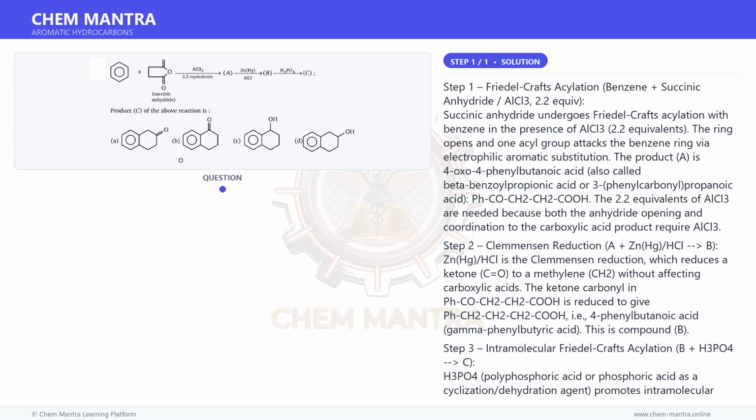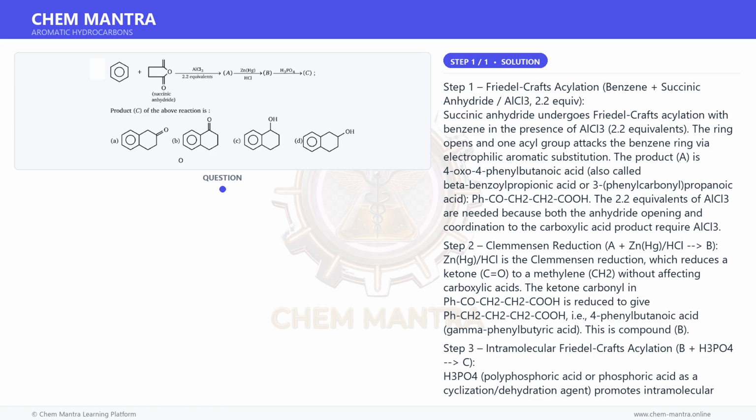The product, A, is 4-oxo-4-phenylbutanoic acid, also called beta-benzoyl propionic acid or 3-phenylcarbonyl propanoic acid, Ph-CO-CH2CH2-COOH. The 2.2 equivalents of AlCl3 are needed because both the anhydride opening and coordination to the carboxylic acid product require AlCl3. Step 2. Clemmensen reduction, A plus Zn, Hg, HCl gives B.